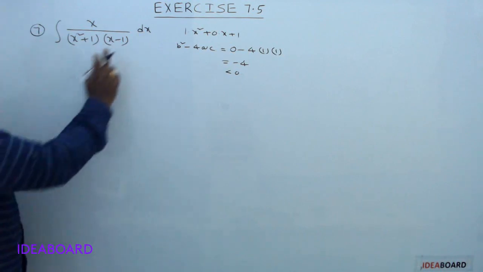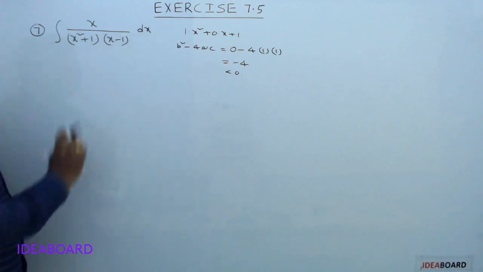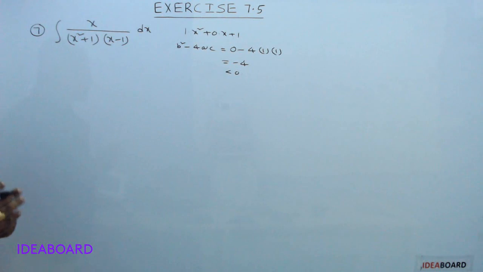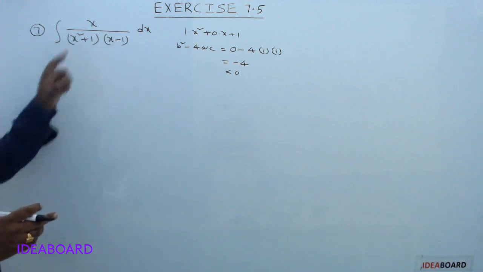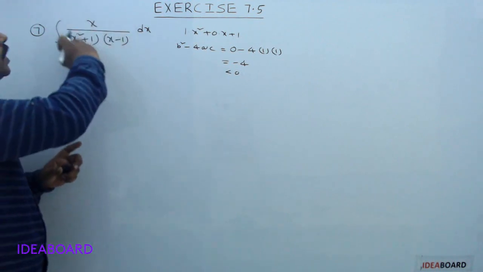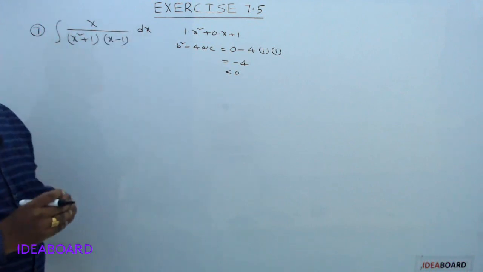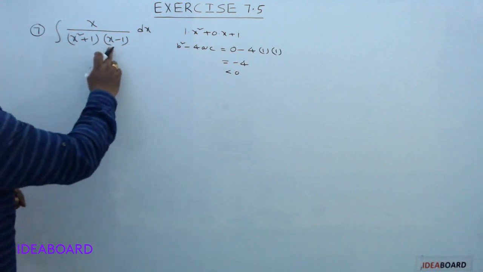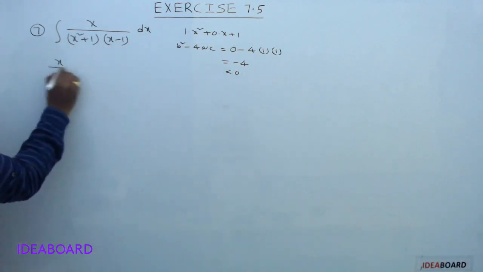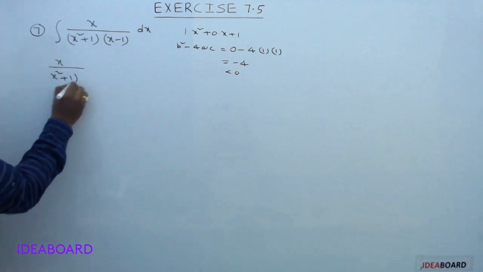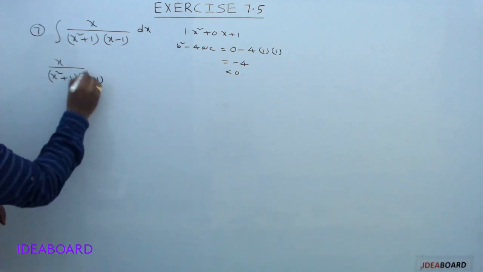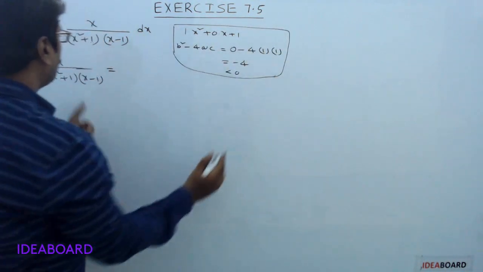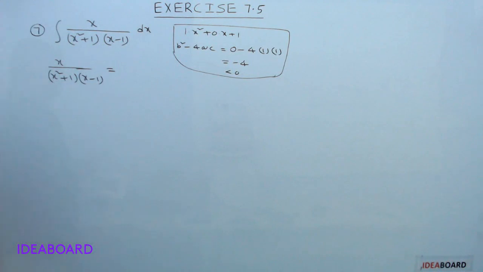Then come to this one. It is a linear factor. So your given problem belongs to type 1 and type 3. This integrand is the combination of type 1 and type 3 partial fractions. Now take this integrand separately: x divided by (x square plus 1) into (x minus 1). How do we resolve this fraction into partial fractions?